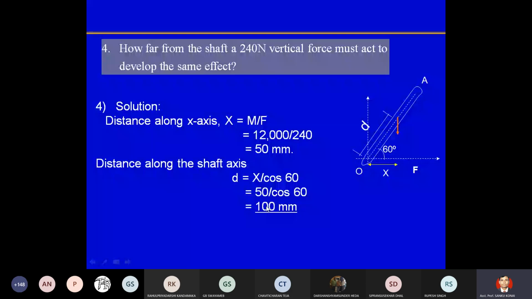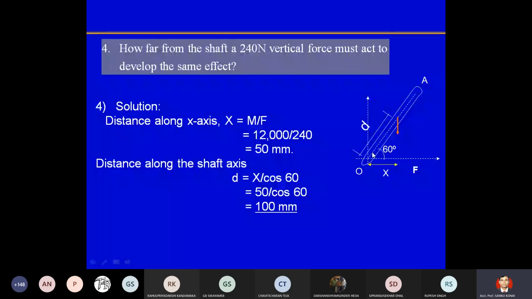Or here, the distance along the x-axis, let's consider x. So M is already 12,000 by 240, that is 50 mm. You are getting this x value as 50 mm. So the distance along the shaft will be x. d cos theta, or d will be x by cos theta, that is 60 degrees. So 50 by cos 60 is 100 mm. So this value is 50 mm. So in this direction, the value of d is coming 100 mm.